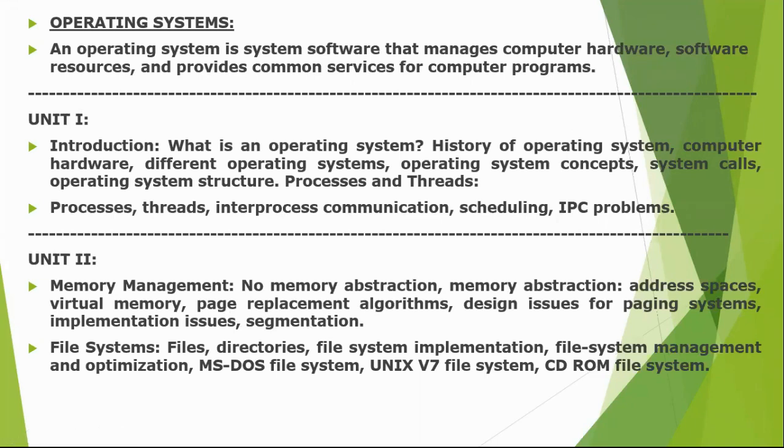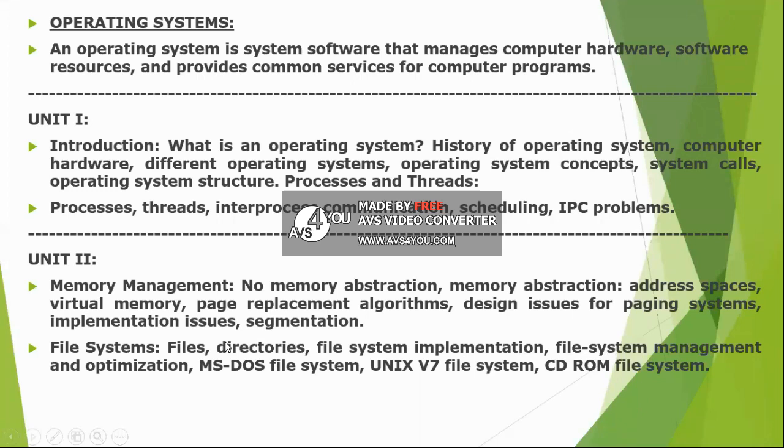Then moving ahead, we have file systems: files, directories, file system implementation, file system management, and what kinds of files it supports in the operating system. Device files are there, system files are there, then user-defined files. Then we have some example file systems: MS-DOS, Unix V7 and the CD-ROM file system. So in unit 2, we'll be learning about memory management and file systems.